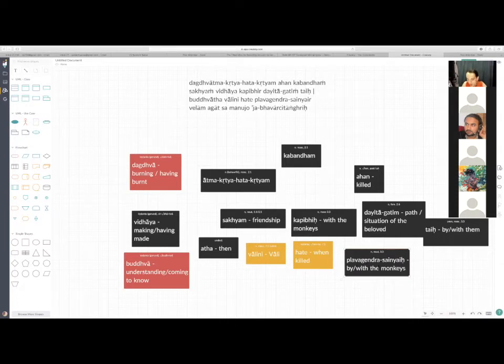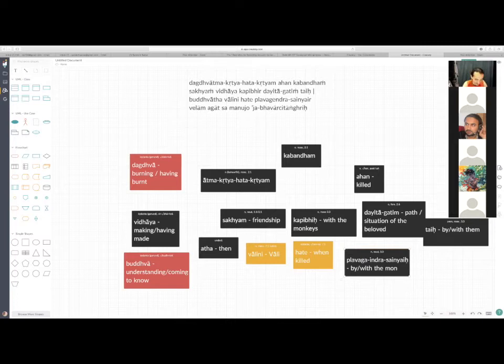With the, now what is that plavagendra? It's another samasa. Plavaga Indra, the best of the monkeys. Indra meaning king. It's not listed in the dictionary directly, but even plavaga is a samasa. We have ga, one who moves, and plava means a jump, a leap. Somebody who moves by jumping. So who is that? Monkeys.